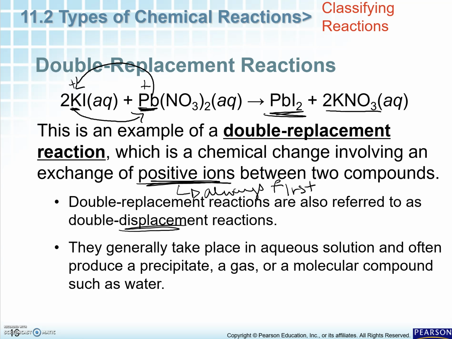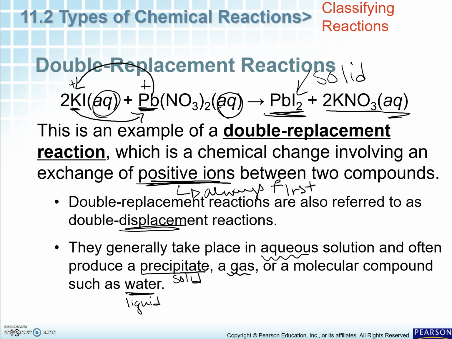Typically they have to be in solution, so it has to be aqueous. Remember, that just means that it is dissolved in water. And they're going to produce something that is either a solid, which is our precipitate, a gas, so you'll see bubbles, or something that is a molecular compound, just like water, which is a liquid. So we're going from things that are both aqueous to something that is aqueous, and this guy's actually solid.